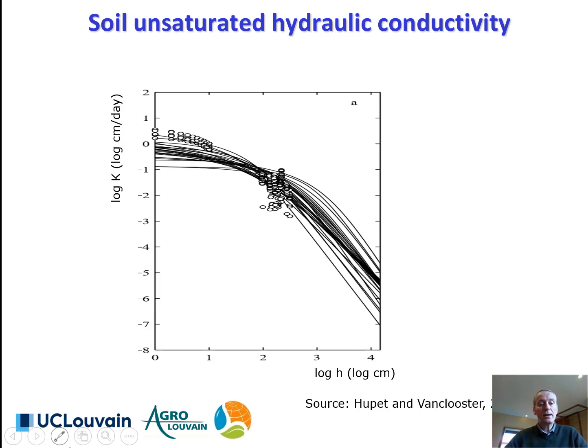In this figure, for instance, an example is given of the assessment of the hydraulic conductivity function of a loamy soil in Belgium. We can see that for this soil, the soil hydraulic conductivity drops by 3 to 4 orders of magnitude when the soil gets dry.